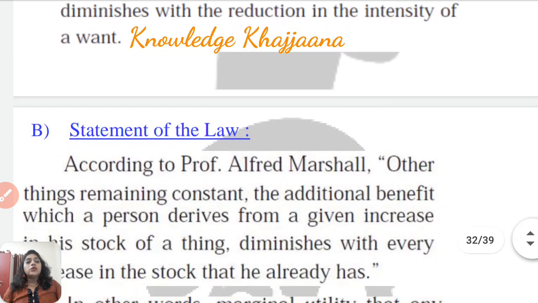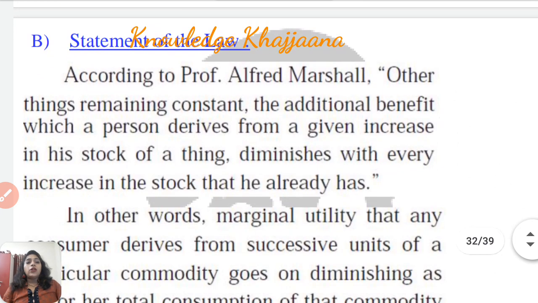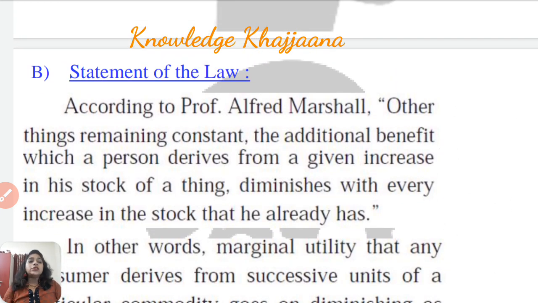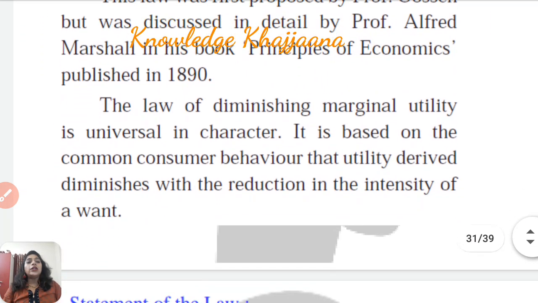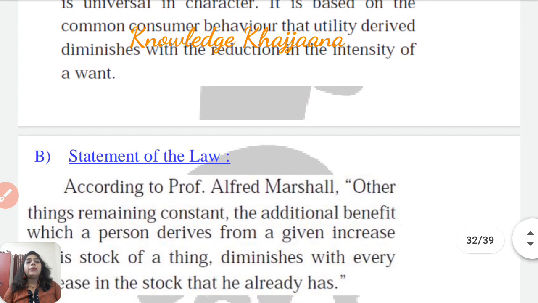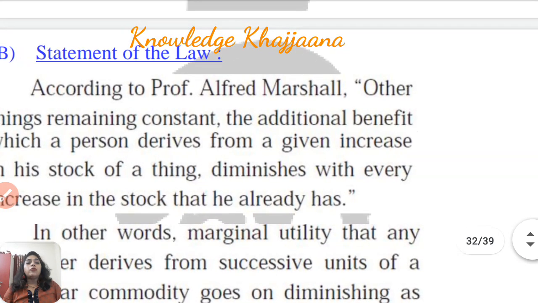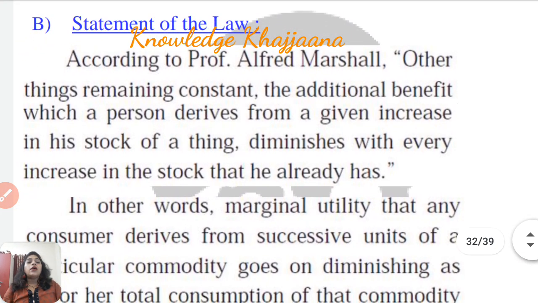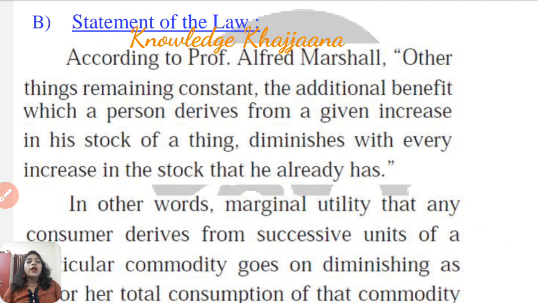Now, the statement of the law. Here you cannot change the words because this is the statement of the law. In the definition or introduction, you can write in your own words, but the statement you have to write as it is. That is point number B. According to Professor Alfred Marshall, other things remaining constant, the additional benefit which a person derives from a given increase in his stock of a thing diminishes with every increase in the stock that he already has.